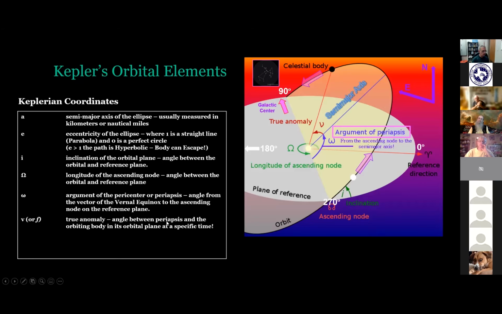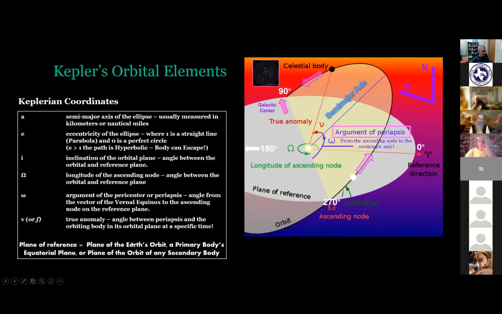Then there's the true anomaly. That's the angle between our periapsis, where the body is at its closest distance to the sun, and the orbital body in its orbital plane. So if it's over here versus here, we have an angle, but we also have to measure it at a specific time, because we have to remember these bodies take a certain amount of time, measured in Earth time, as they orbit around the sun.